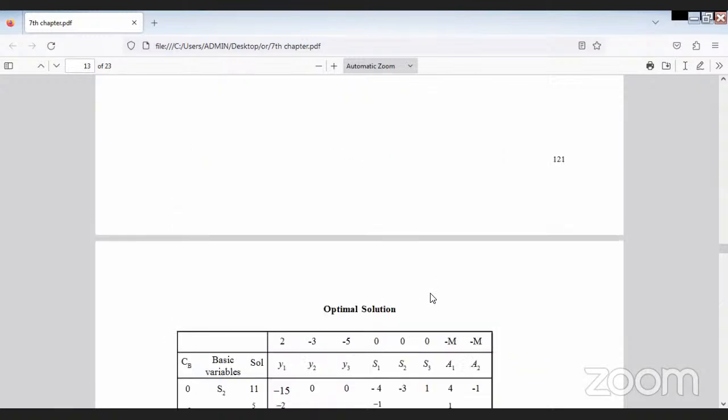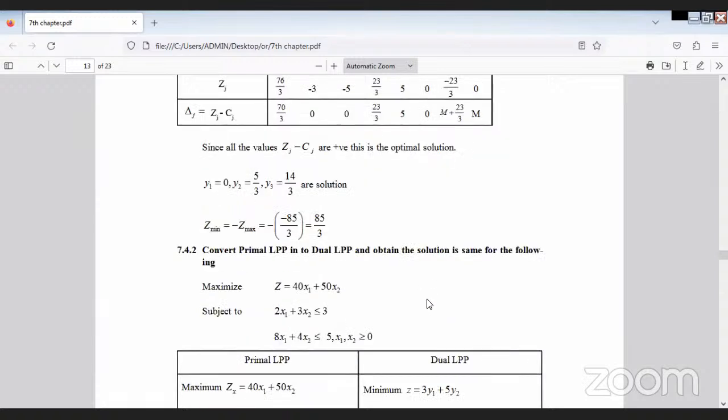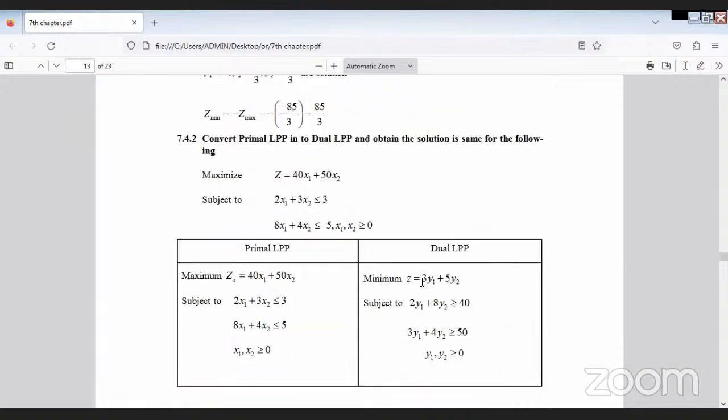So what is the minimum solution? What are we doing? What is the minimum problem? Z is equal to minus z maximum, meaning we are finding y0, y1, y2, y3 values. So that is minus 85 by 3. Minus of minus 85 by 3, we can write here 85 by 3. The same: convert the primal LPP into dual LPP and obtain the solution by solving the same.